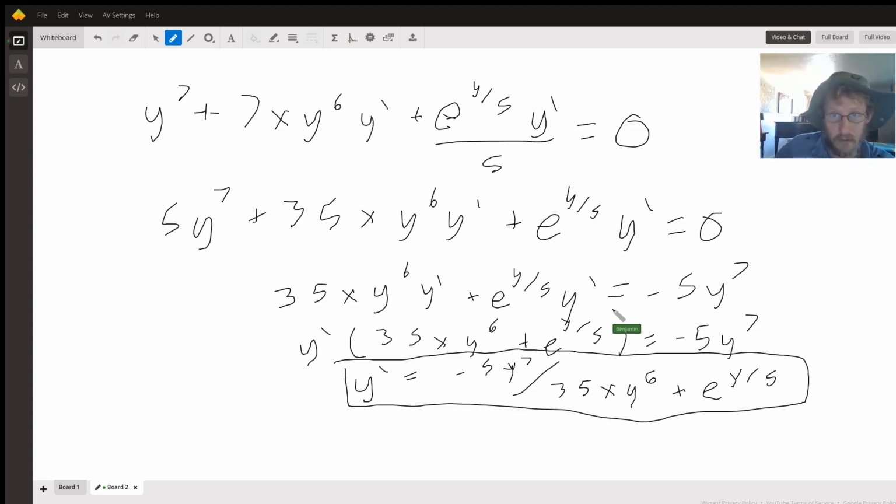The important thing to always understand is that we're using the chain rule and we're taking the derivative of y with respect to x because we're treating y as a function of x. Okay, that did it for you.